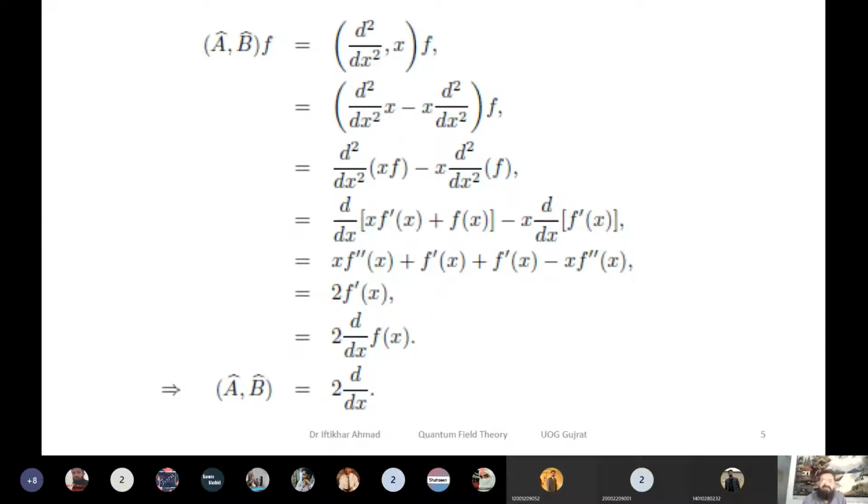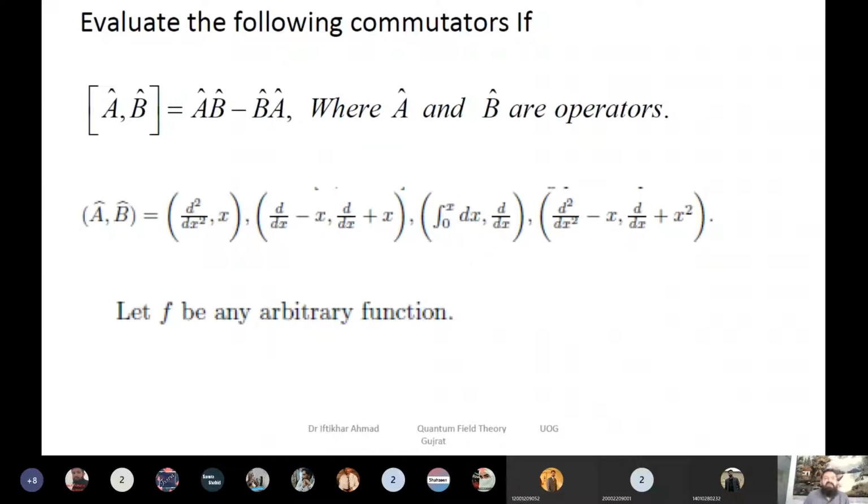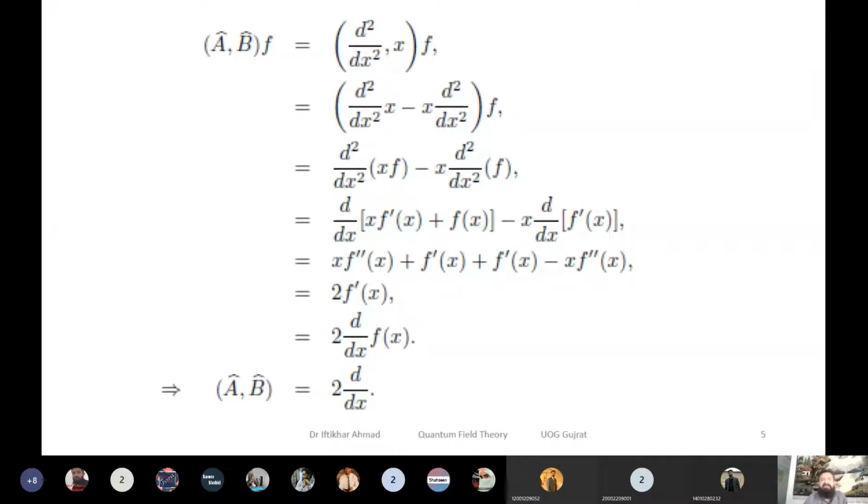First of all, you can look back at the definition above: the commutator [A,B] is equal to AB minus BA. So you can apply this on this example: d squared over dx squared times x minus x times d squared over dx squared, overall applying on f. Then d squared over dx squared of xf minus x times d squared over dx squared of f.